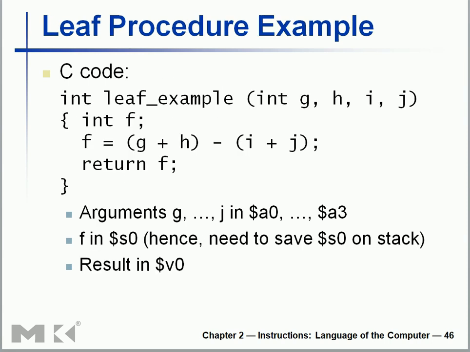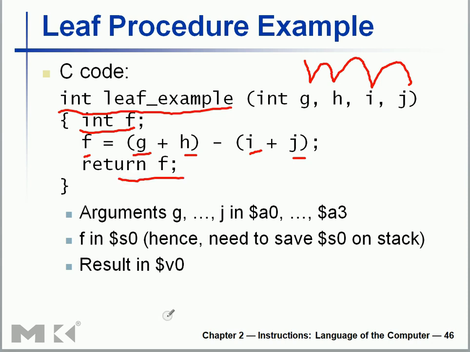Okay, this is an interesting example. This is a function, and you have a function in this example. It takes 4 arguments, 1, 2, 3, 4. It has an int f, it has f, g, h, i, j, and it also has to return something. Talk about suddenly we are becoming professional. So arguments are g to j, so g, h, i, j, which are a0, a1, a2, and a3 respectively. Okay?